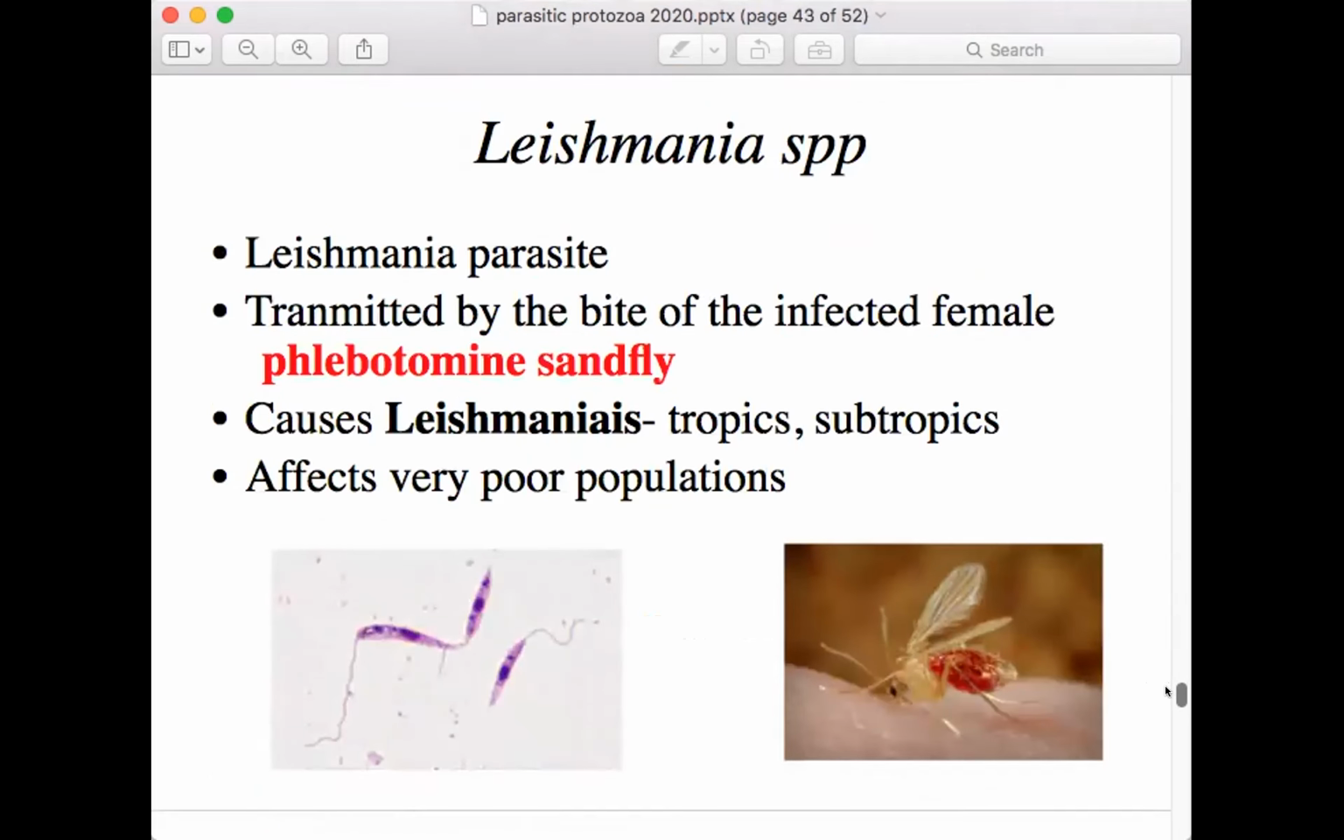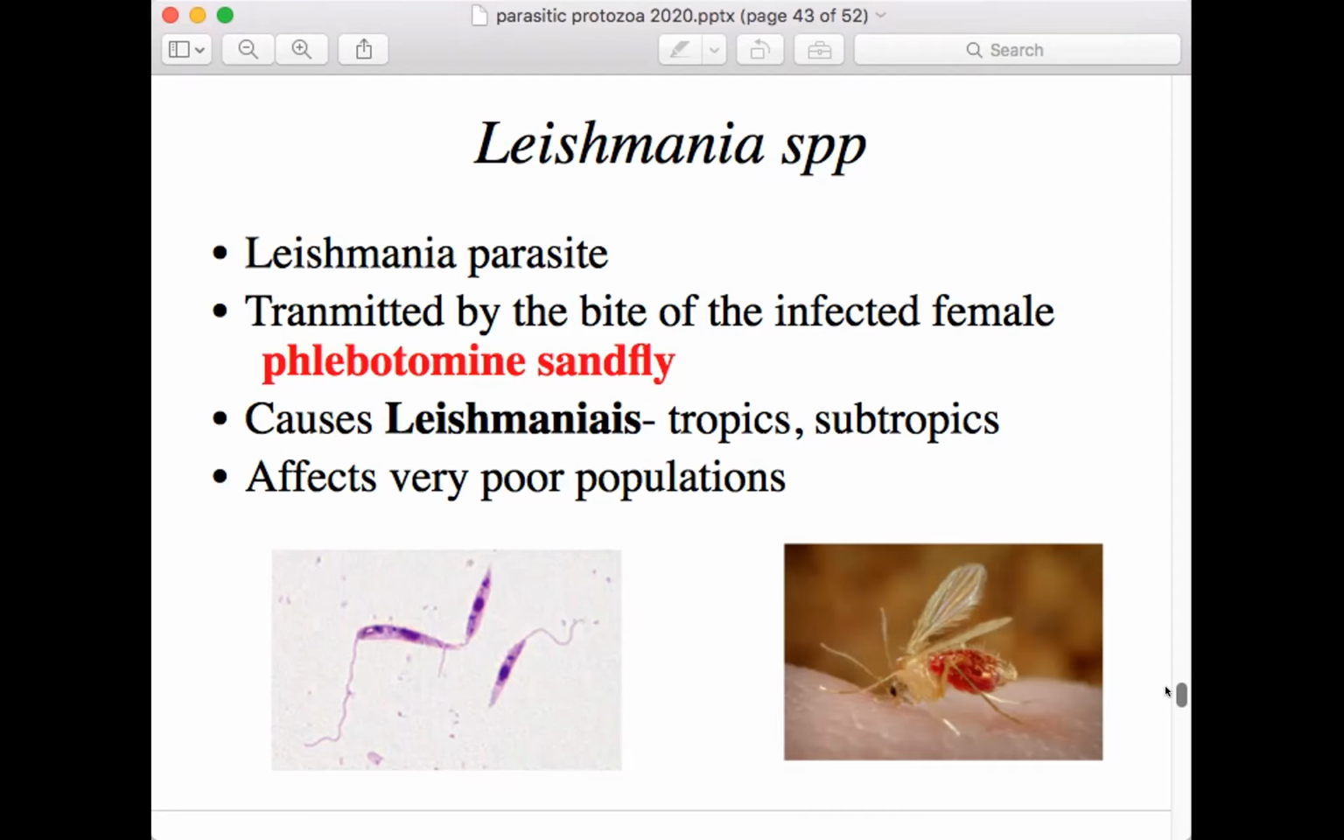Another human disease is caused by Leishmania species. The Leishmania parasite is also something of public health concern, and again, we're seeing this over in rural sub-Saharan African areas. The Leishmania parasite is transmitted by the bites of an infected female phlebotomine sandfly. The disease that it causes is Leishmaniasis. Write that down. Leishmaniasis is a human disease caused by the Leishmania parasite. It's transmitted through the bite of a female phlebotomine sandfly.